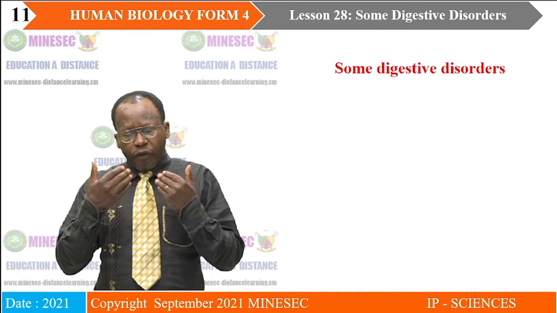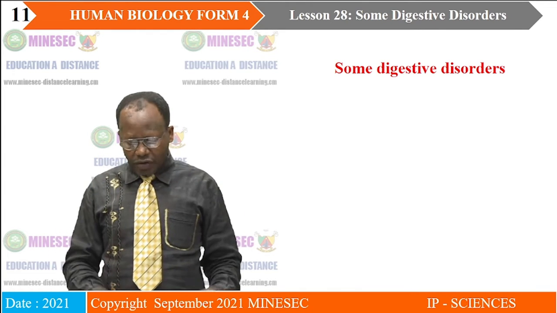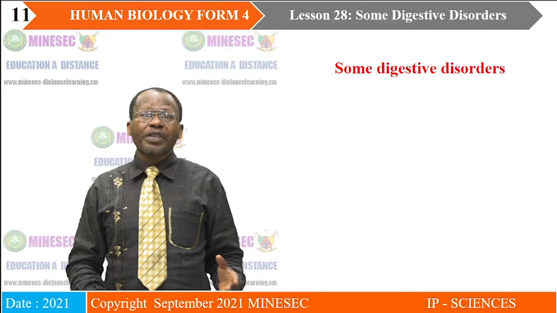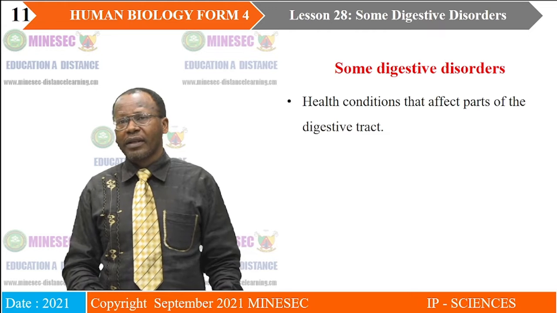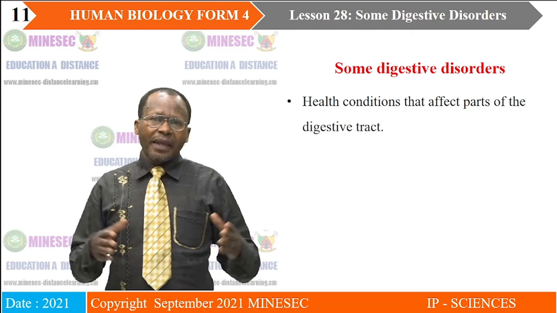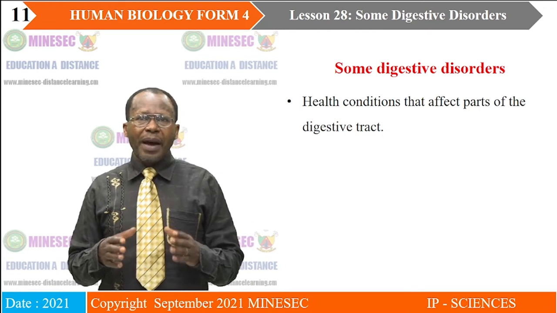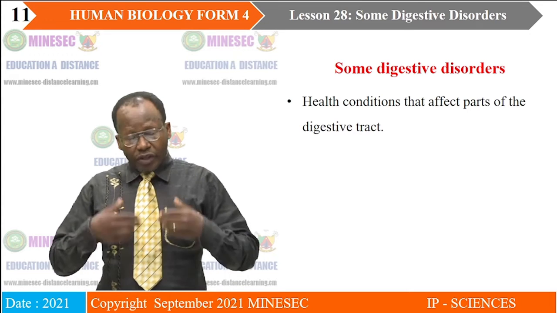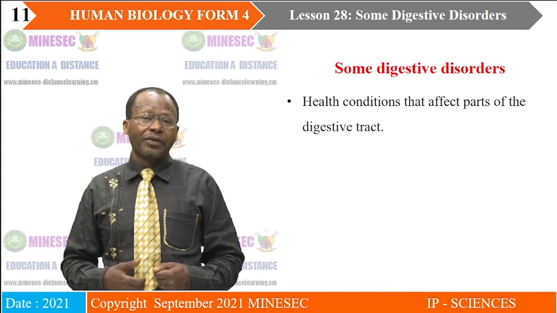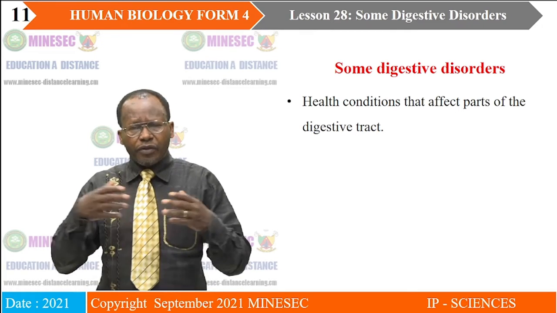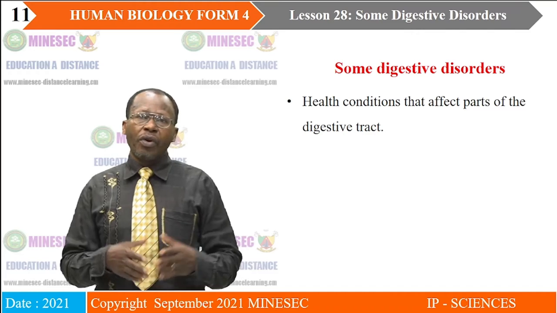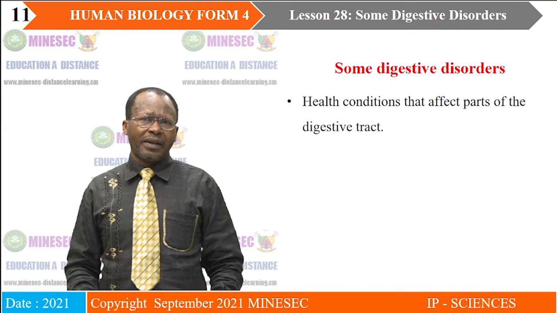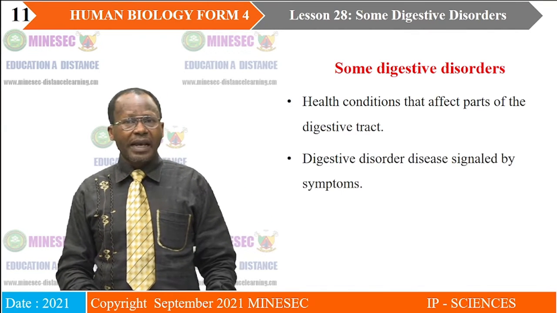Therefore, when food is expected to pass from the mouth down to the anus, what could be some digestive disorders that we can experience at one time or the other? We understand these are health conditions that affect parts of the digestive tract, because digestion takes place in the digestive tract. If you have abnormalities that make digestion not go on as it is supposed to, we call that a digestive disorder, because it affects digestion negatively.